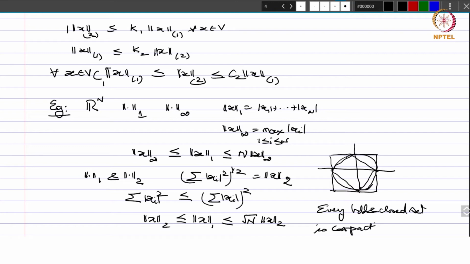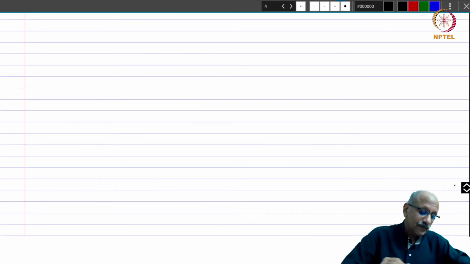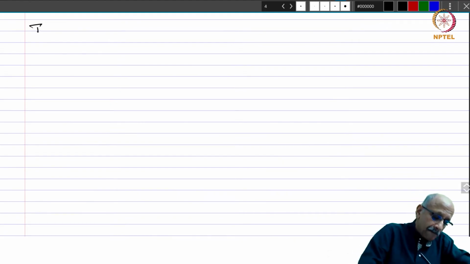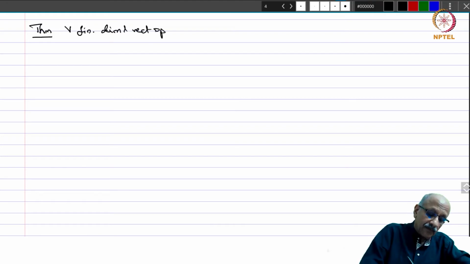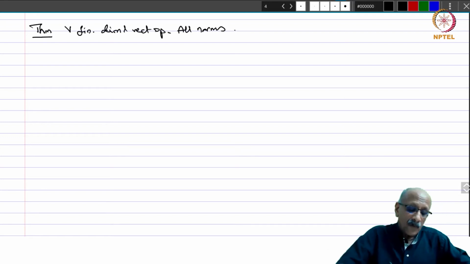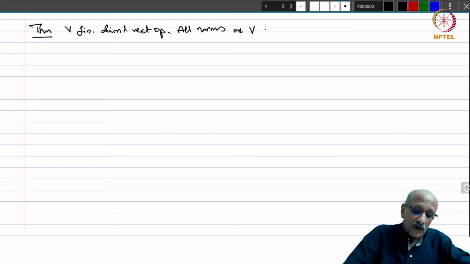So we now saw that norm 1, norm infinity, norm 2 are all equivalent. In fact, it turns out that in a finite dimensional space all norms are equivalent. So this is a very beautiful theorem which we will now prove. Theorem: V finite dimensional vector space, all norms on V are equivalent.